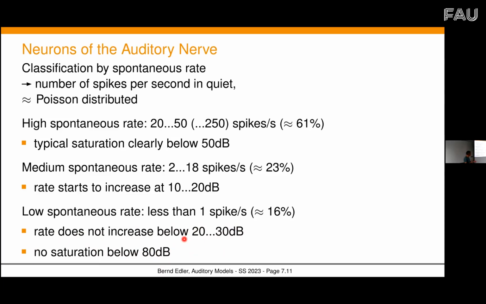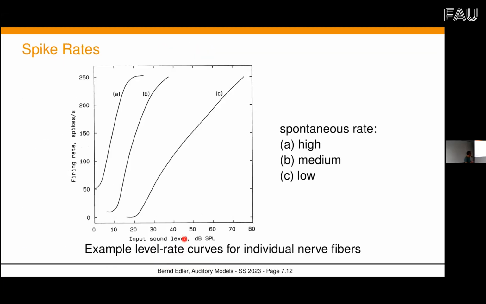And this can be shown in graphs, as it's shown here. Here they use the letters A, B, and C for high, medium, and low spontaneous rate. Here, just one example: this would start at 50 spikes per second, already at 0 dB SPL, and then the rate would increase until the level is somewhere around 20 dB in this case, and then it would not increase any further.